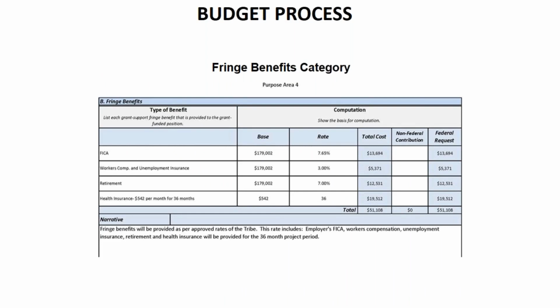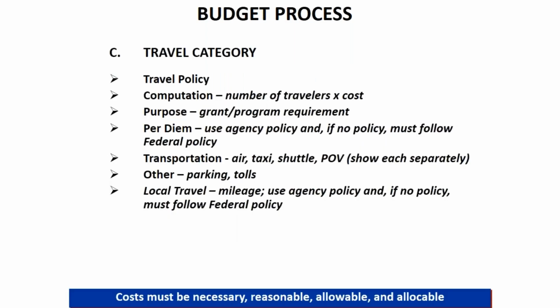So in this example here, you have a separate line item for FICA, workman's comp, retirement, and health insurance. So please show us some type of breakdown when you're listing out your fringe benefits. And as always, you need to include a narrative to support your calculations and explain how you came up with your particular fringe benefit cost or rate. So the next category is the travel category.